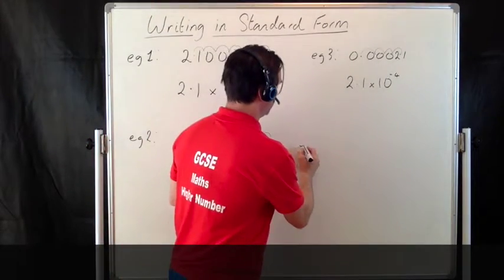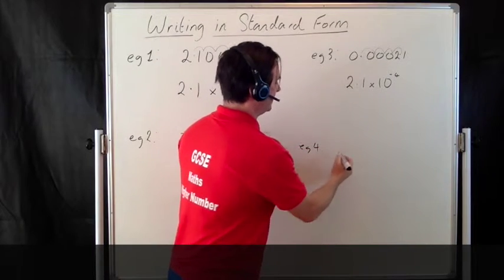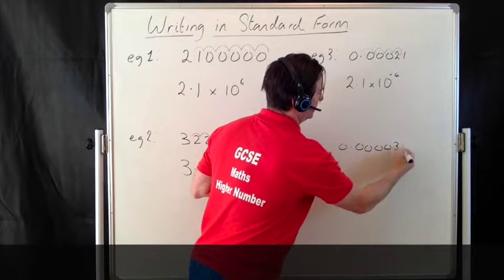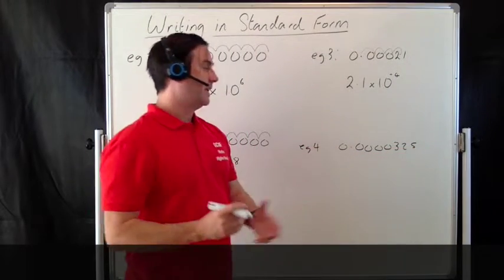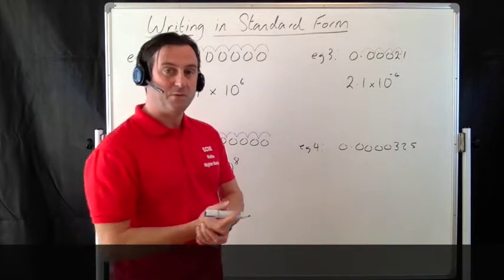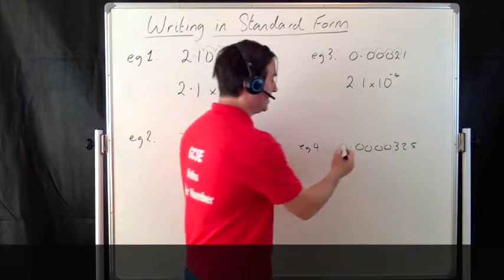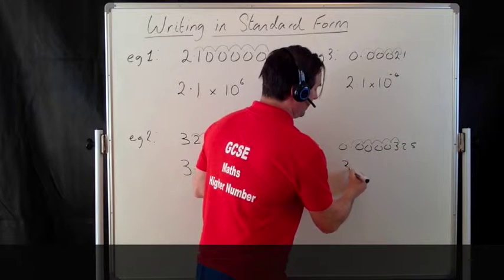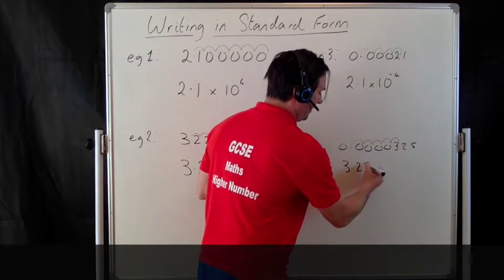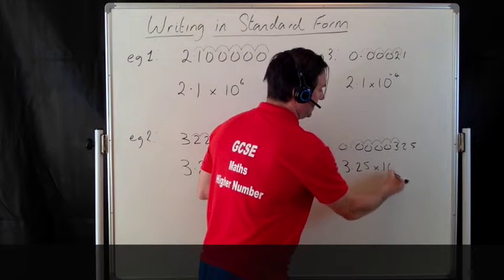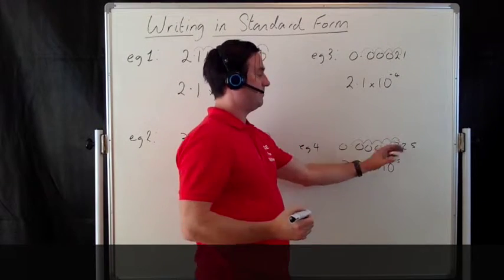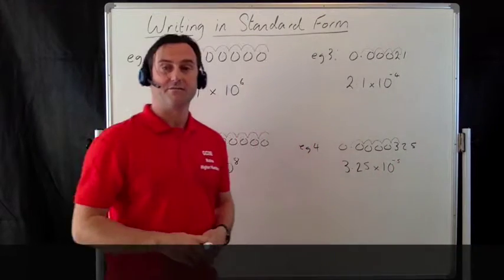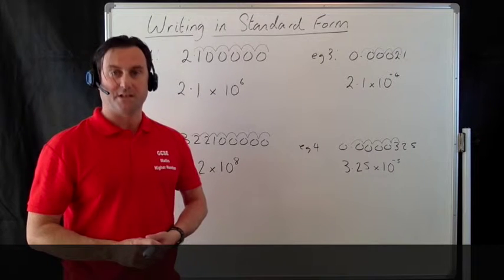We'll just do one more, example 4. Let's try 0.00000325. Again, let's start off and move the decimal point, see how many places we need to move it. 1, 2, 3, 4, 5. We write down 3.25 times 10. Remember, I've moved that point 5 places, and because it's a decimal, it's to the negative. 3.25 times 10 to the negative 5.